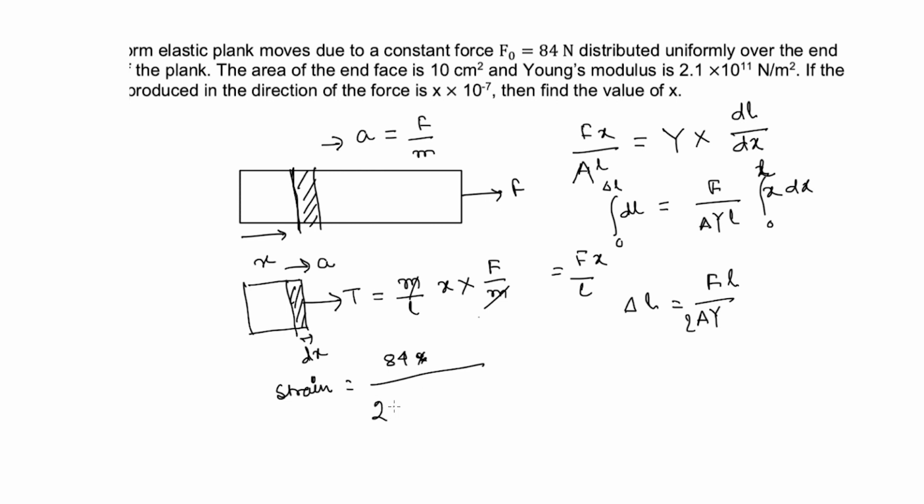F by 2ay, 2 into area is given 10 power 10 centimeters square. So 1 centimeter square is 10 power minus 4, right? And Young's modulus is 2.1 into 10 power 11. Let us try to solve it. It is 42, and 21 21 42 means 2. So it is 2 into 10 power minus 7. The value of x should be 2.